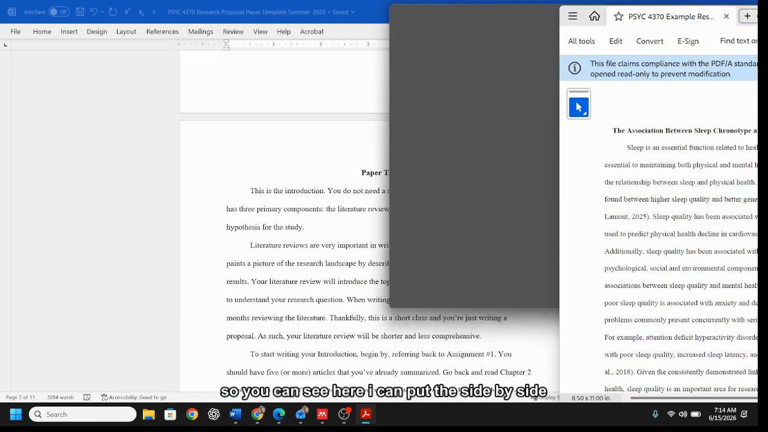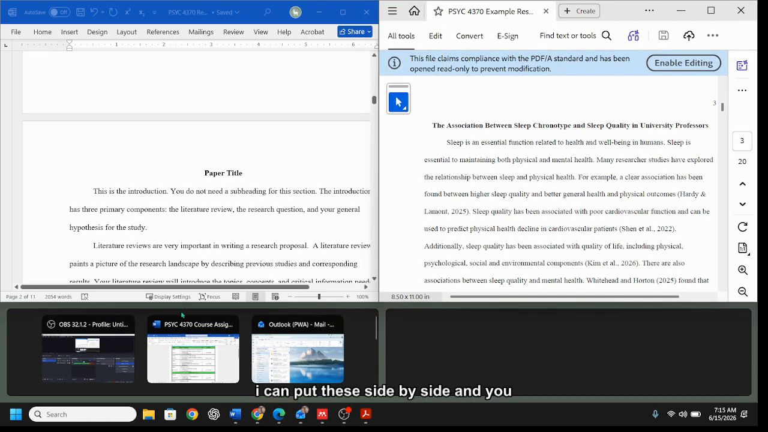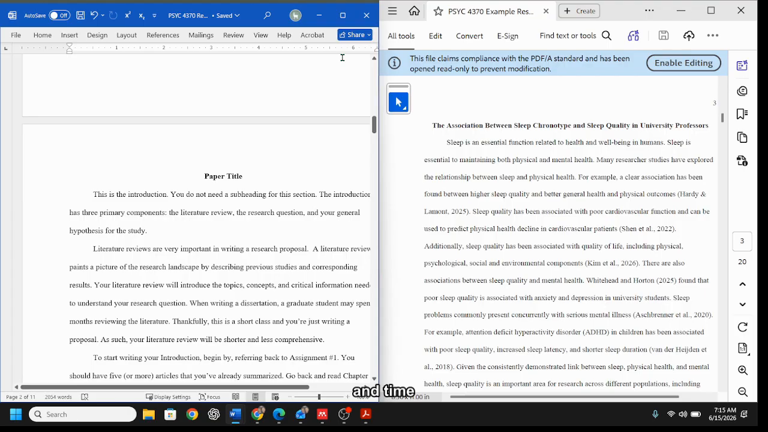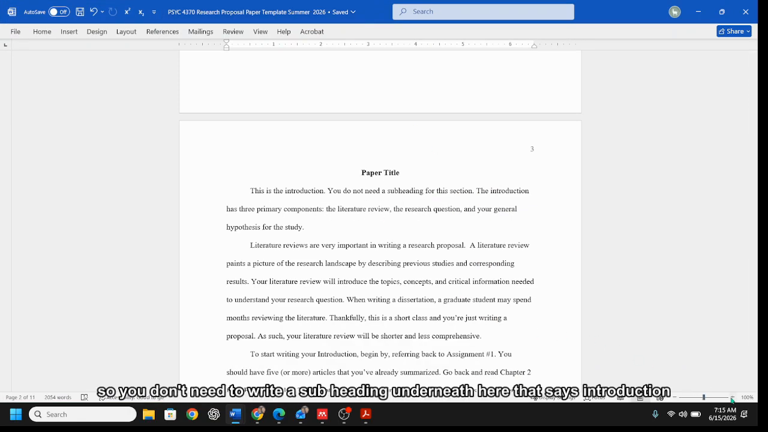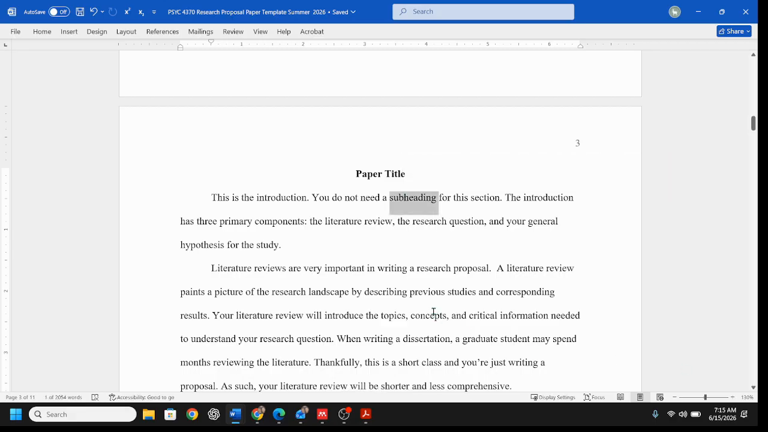So you can see here, I can put these side by side, and you see that paper title, it's centered, it's in bold, and then over here in the PDF of the example, it's centered and it's in bold. Okay? So you don't need to write a subheading underneath here that says introduction. Under APA style guidelines, in a student paper, it's implied that the first thing after the paper title is the introduction, okay? So you do not need a subheading for that section.